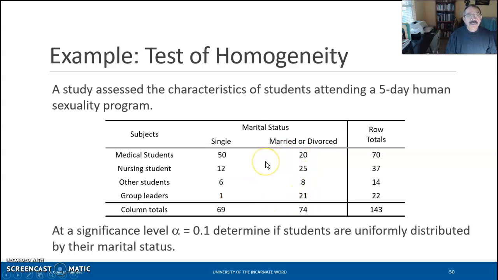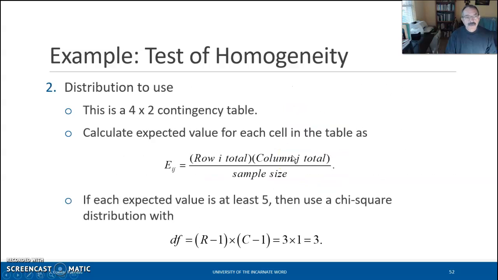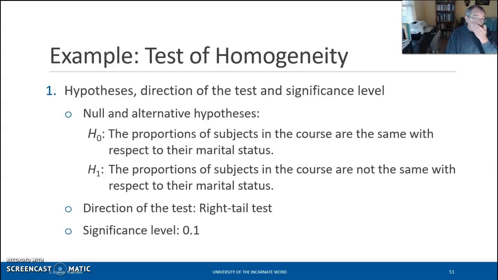So in here, we have a test of homogeneity. We want to see if there is a homogeneity in the proportions of single students as compared to married or divorced students. All right, so the first step is to state the null and alternative hypothesis. The null hypothesis is that the proportions of subjects in the course are the same with respect to their marital status. And the alternative hypothesis is that the proportions of the subjects attending the course are not the same with respect to their marital status.